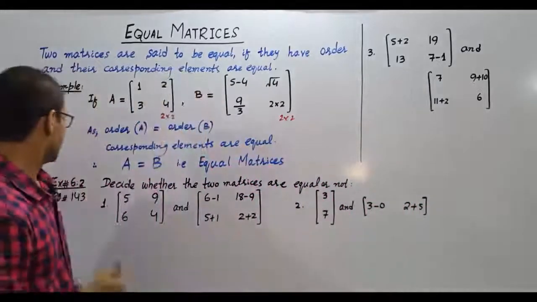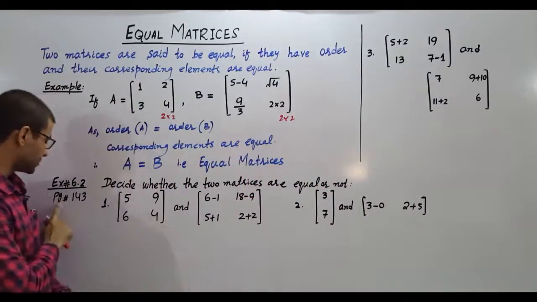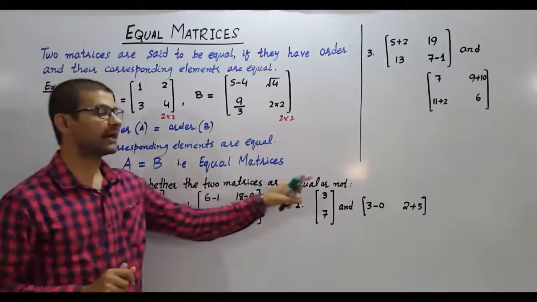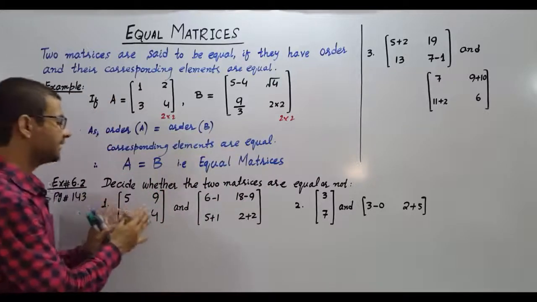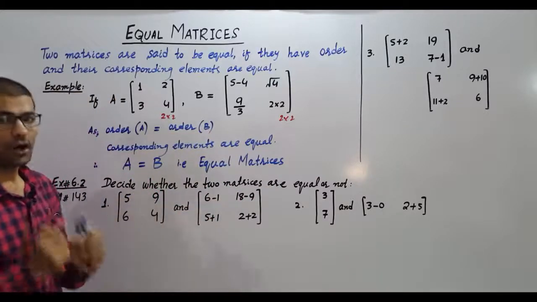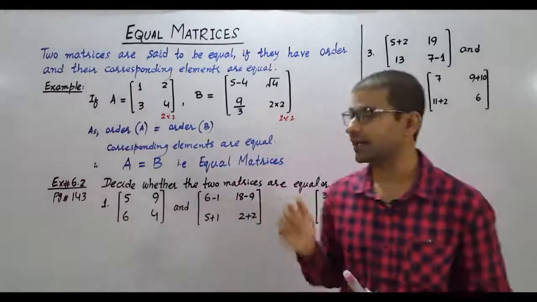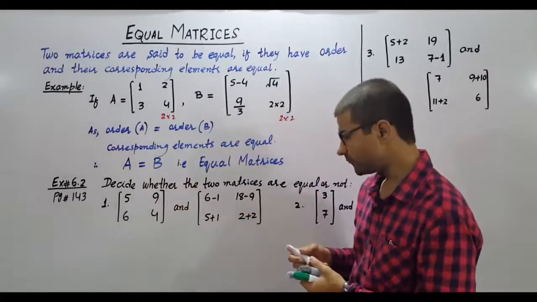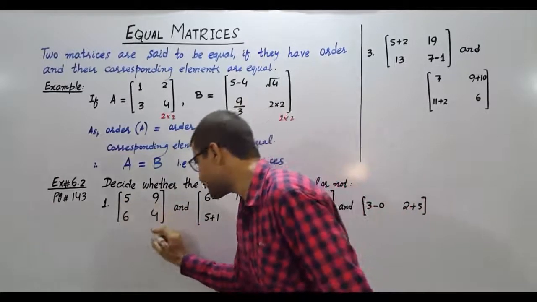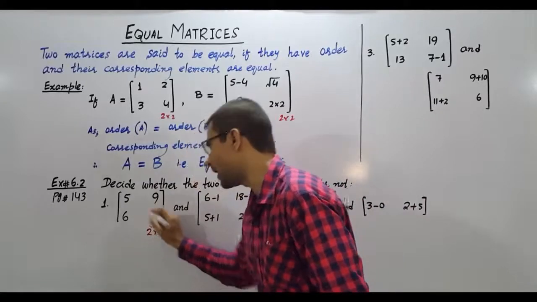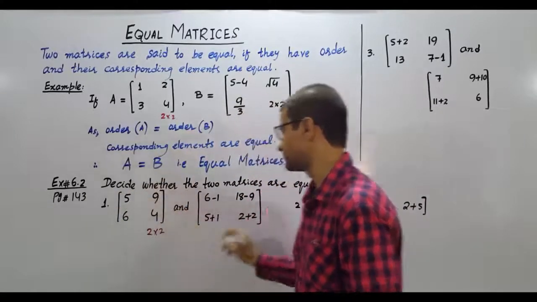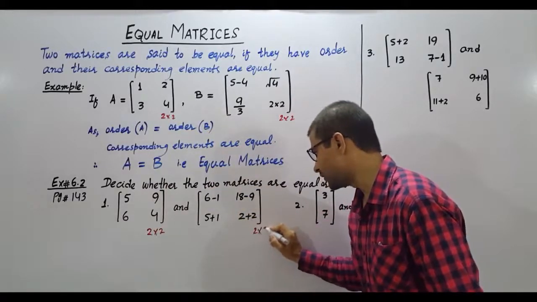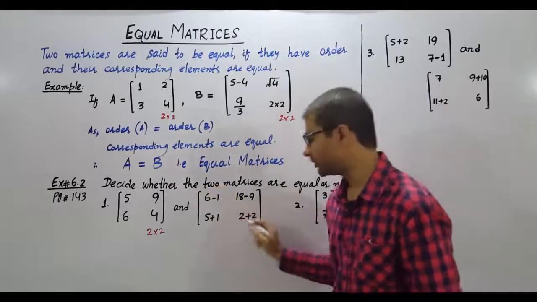Now we have a question, exercise 6.2, on page number 143. Decide whether the two matrices are equal or not. For this, first observe their order, second match the corresponding elements. The order of this matrix is 2 by 2, because it contains 2 rows and 2 columns. The order of this matrix is also 2 rows and 2 columns, 2 by 2. The orders of both matrices are the same.